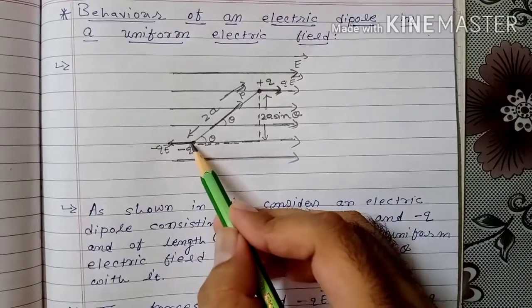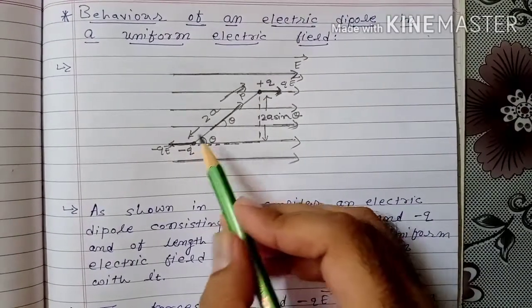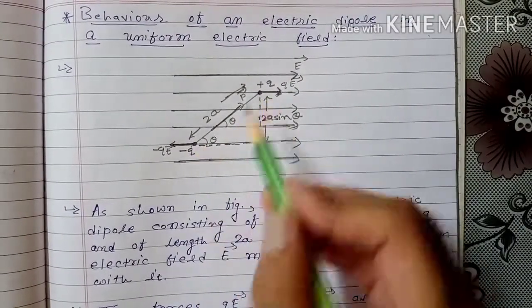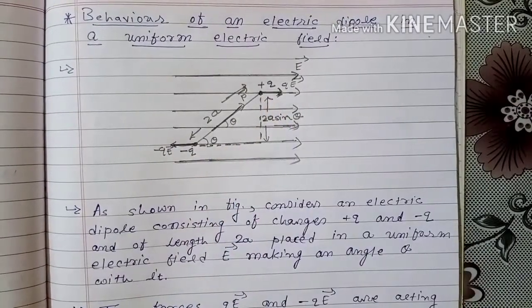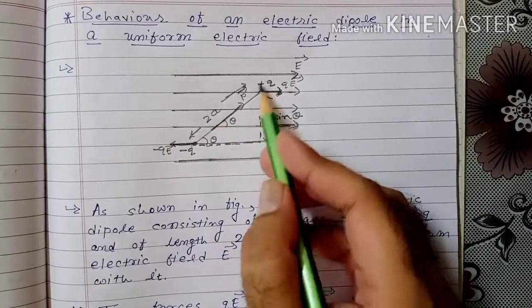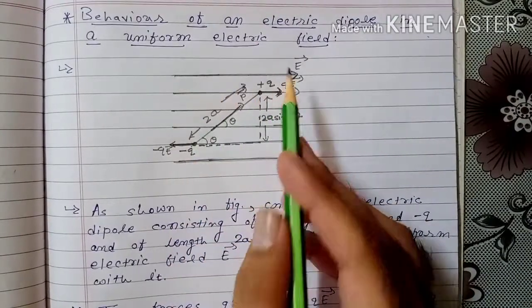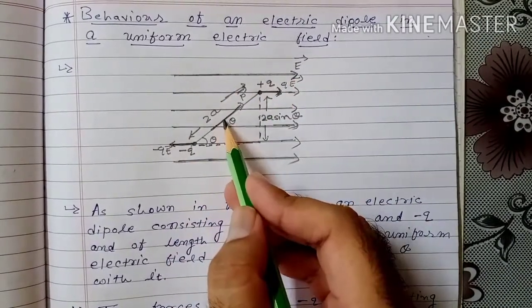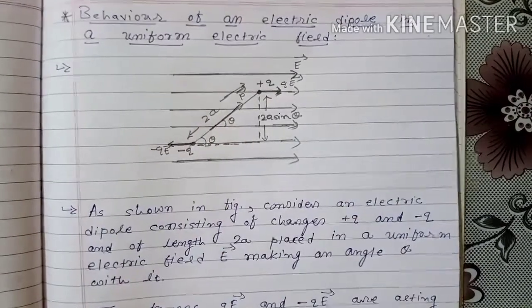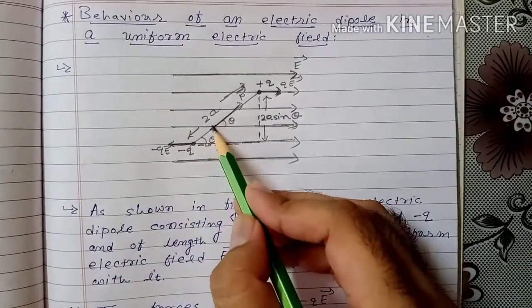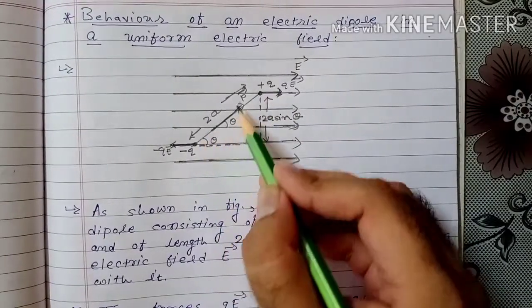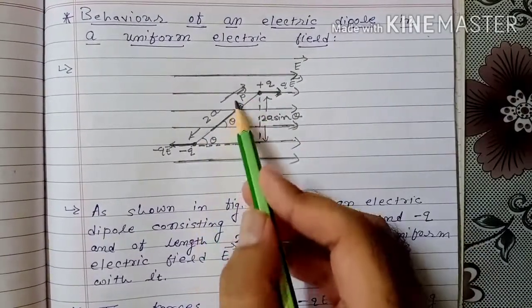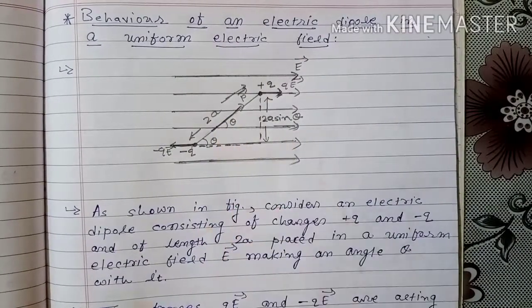Suppose we have an electric dipole which is prepared by taking two equal and opposite charges minus q and plus q separated by distance 2a, and this electric dipole is kept in electric field E. Electric dipole moment is from negative charge to positive charge, minus q to plus q, that is p vector. This p vector makes an angle theta with the electric field.